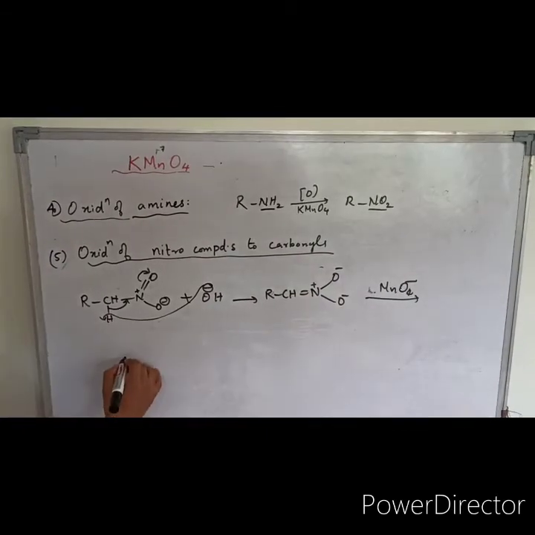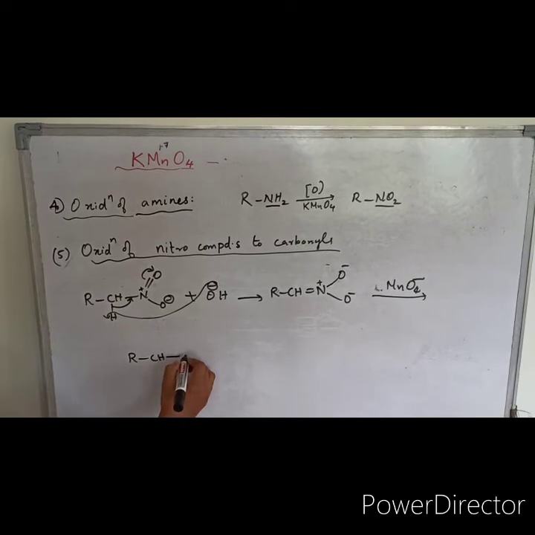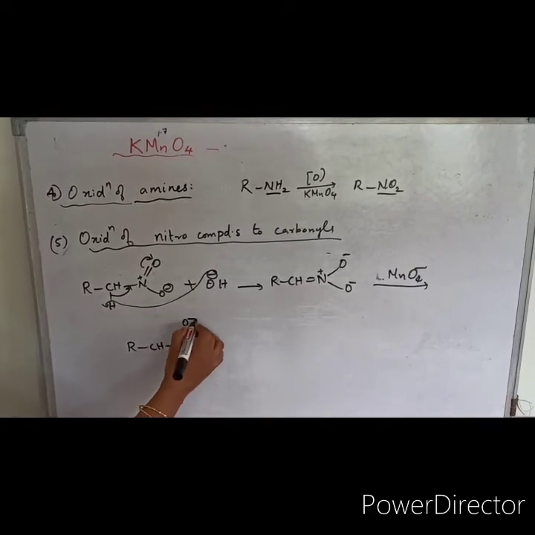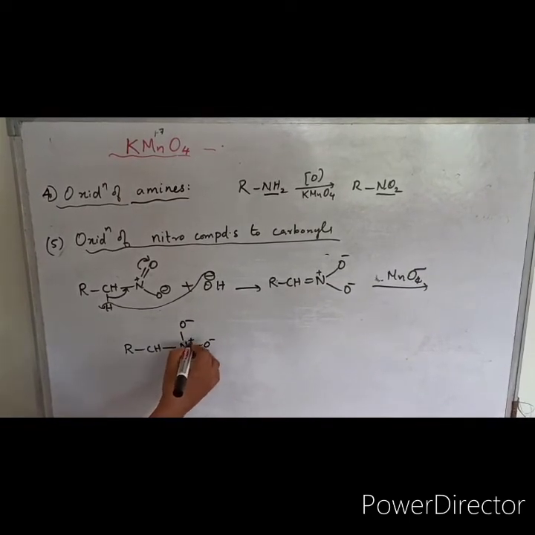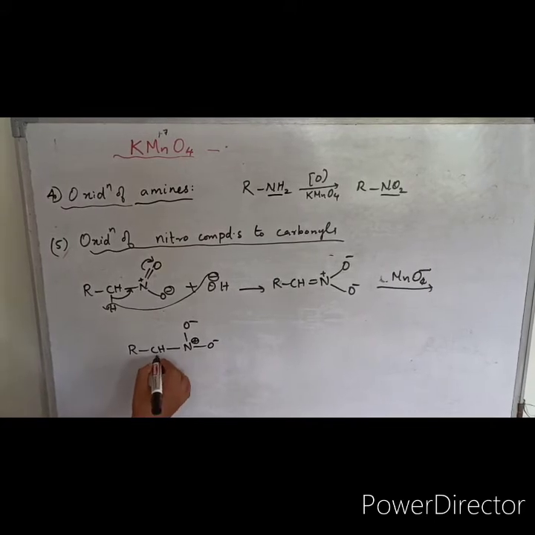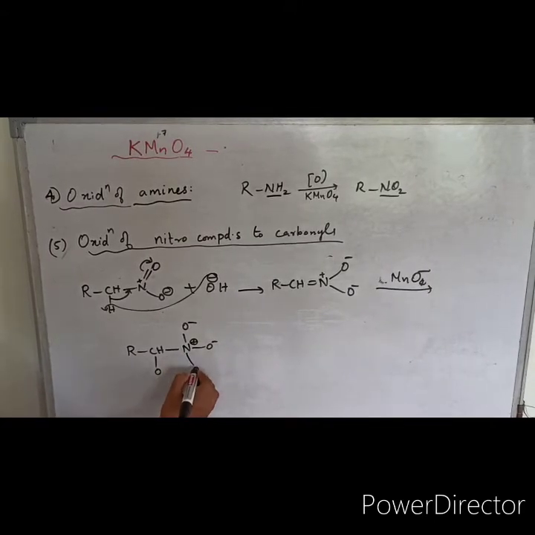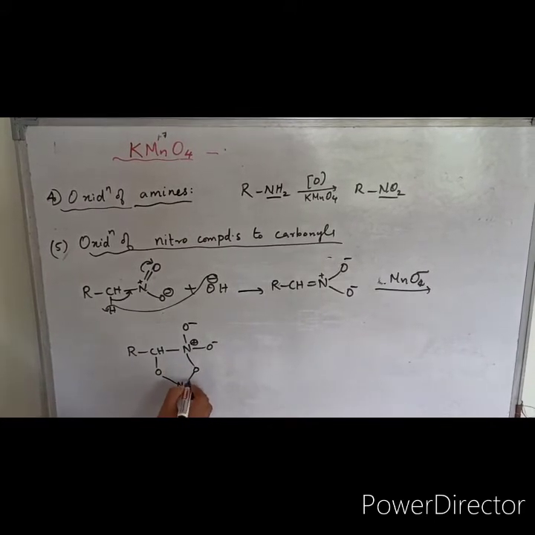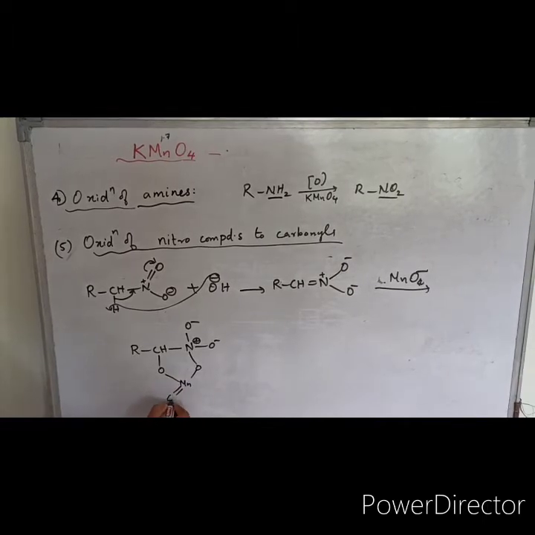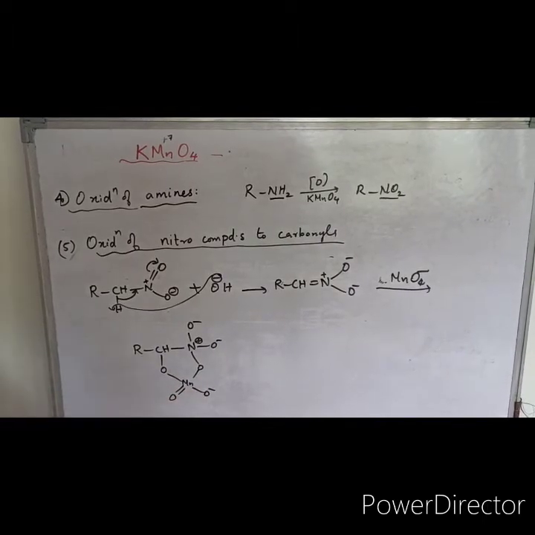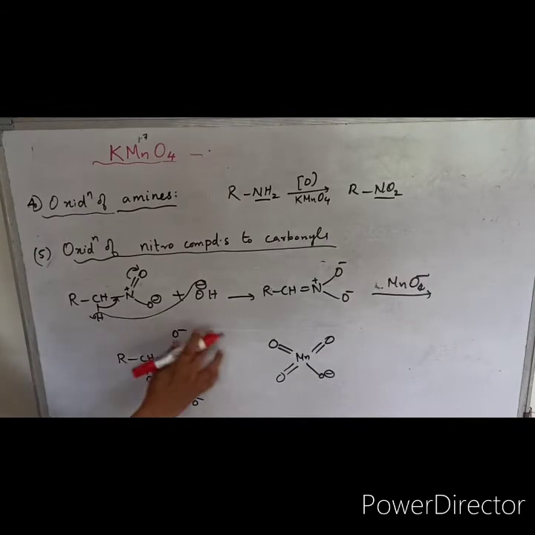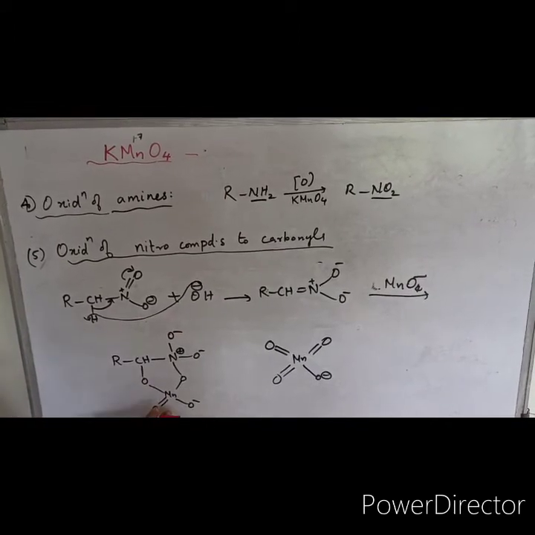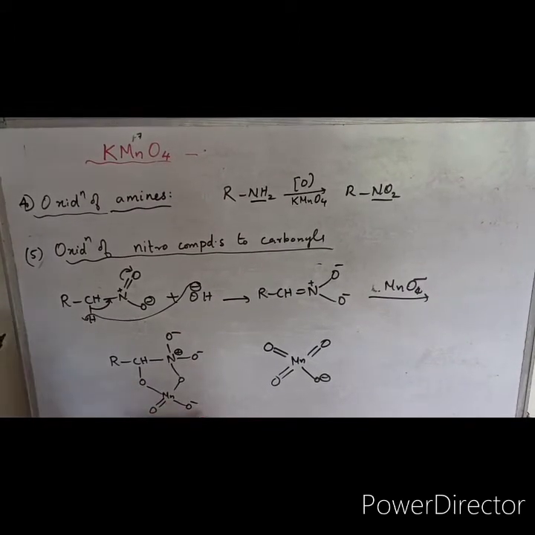And CH N O minus positive charge, O, manganese double bond O minus. So this type of cyclic manganese ester will be formed. Let us see how this is happening.